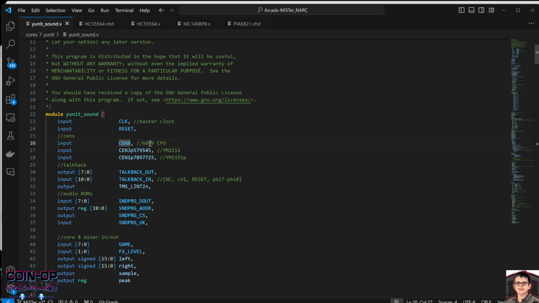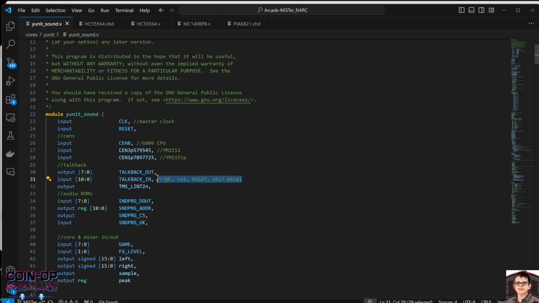So 6809, and then we have the 2151, which uses a couple of clocks. It uses a 3.57 and a 1.78. This is actually half of this, so it works on the half clock. Then we have the interface to the CPU, which is the talkback. The talkback out is something that's not used on this board. It's used in the ADPCM board, but basically it's used for the soundboard to communicate back to the CPU what the status is. The talkback in is a sound command that's received from the CPU to the soundboard to play a sound or music combination or whatever it's trying to do. And we'll go through the format of that in a minute.